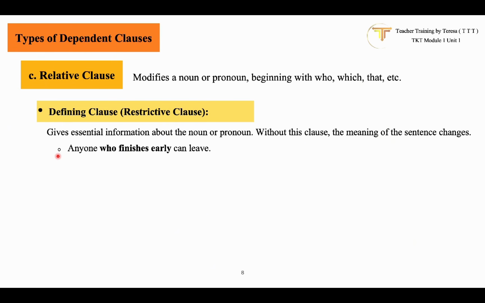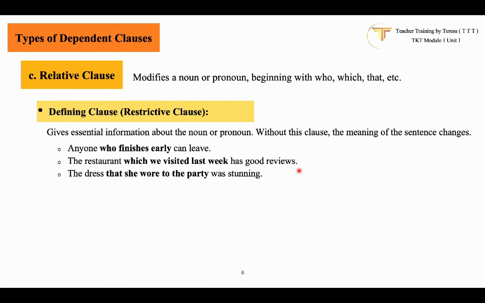Examples: Anyone who finishes early can leave. The restaurant which we visited last week has good reviews. The dress that she wore to the party was stunning.